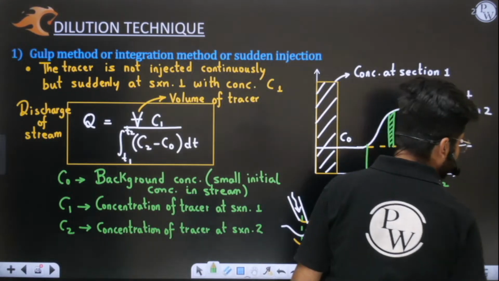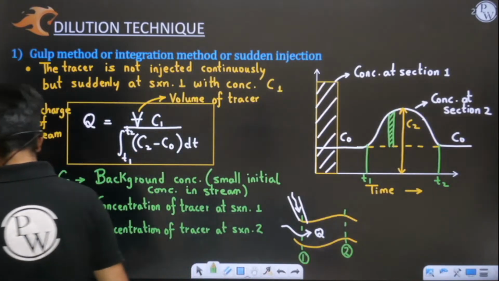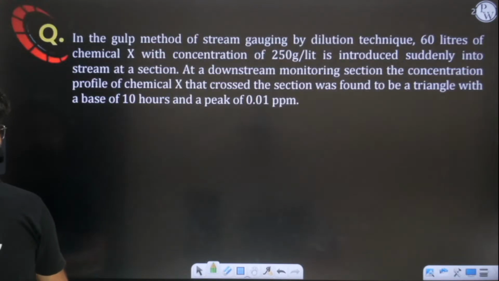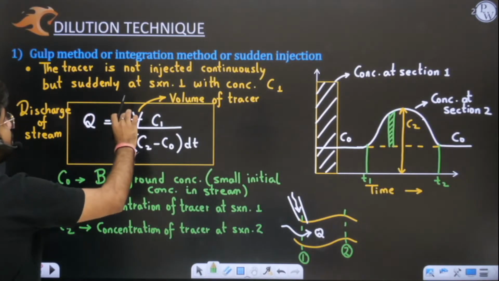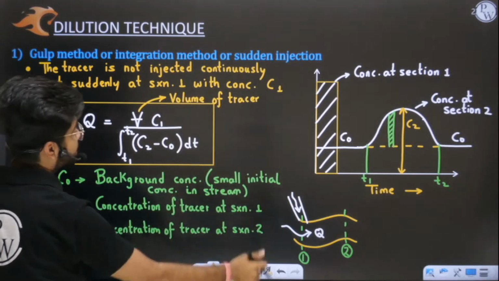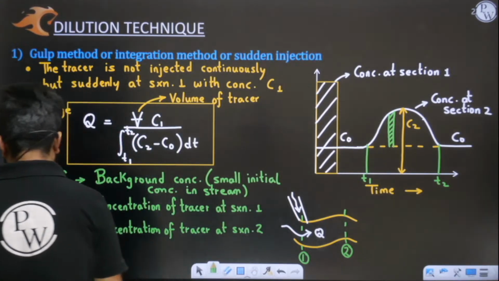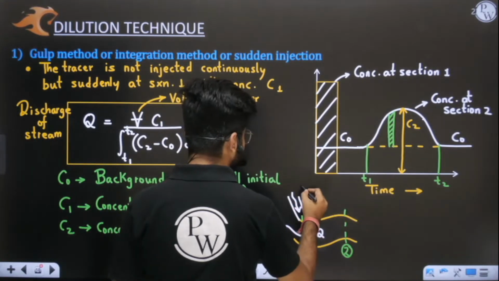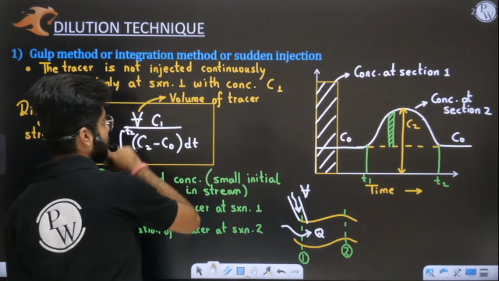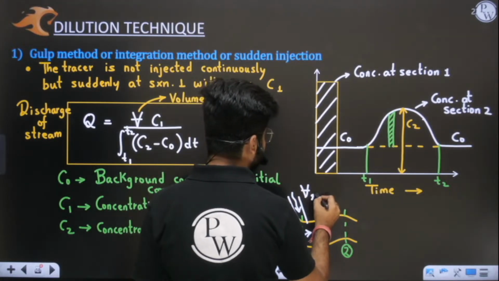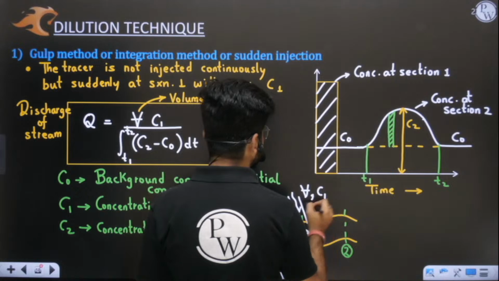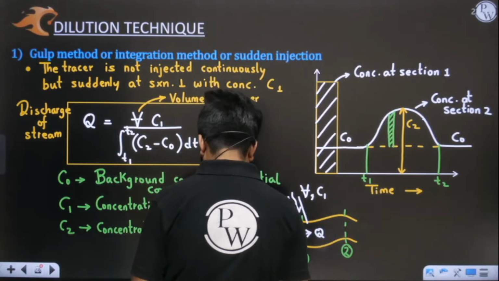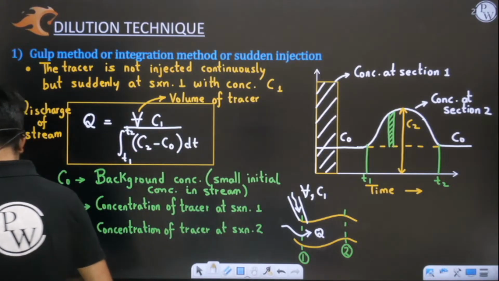Okay, so let us solve one question with the help of which we will be able to understand this very, very clearly. See, I hope now it is very clear why this method is called the gulp method, or integration method, or sudden injection, because we inject chemical suddenly. Whose volume is V, and whose concentration is C1. So I hope this thing is clear to you.